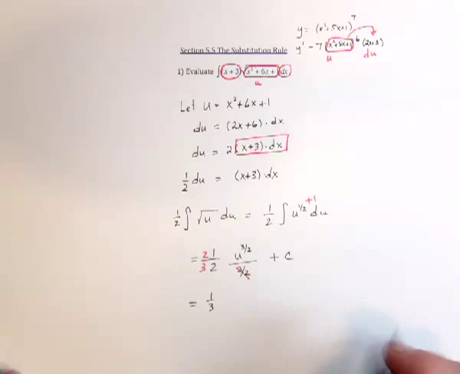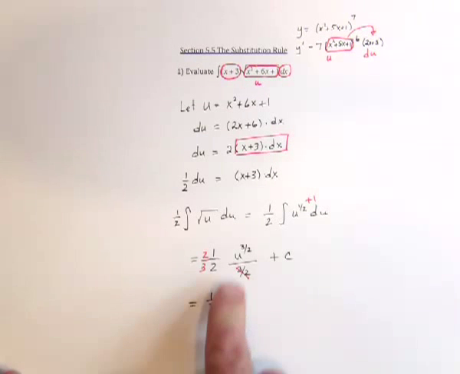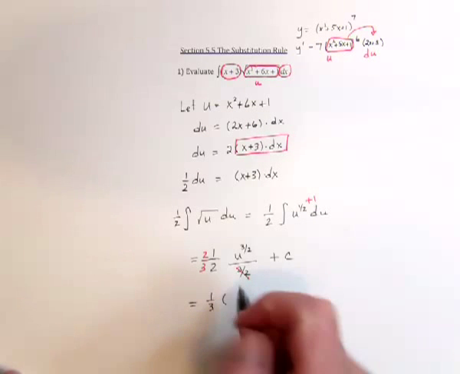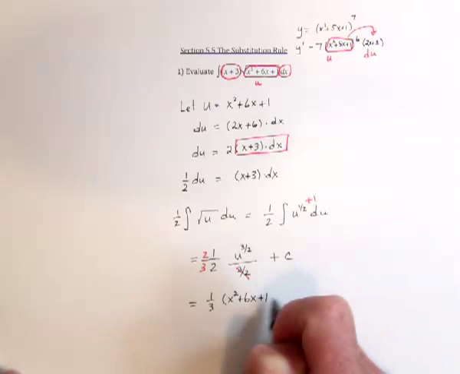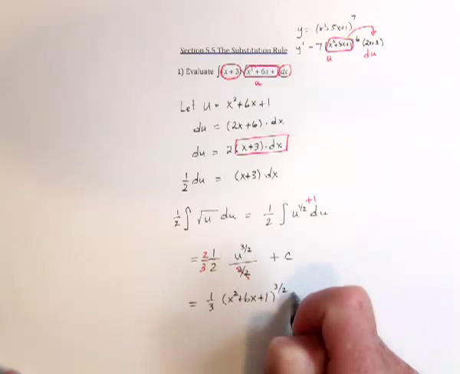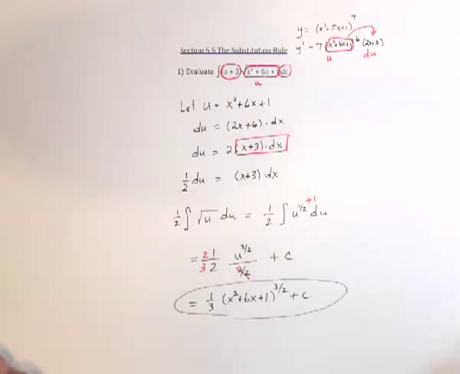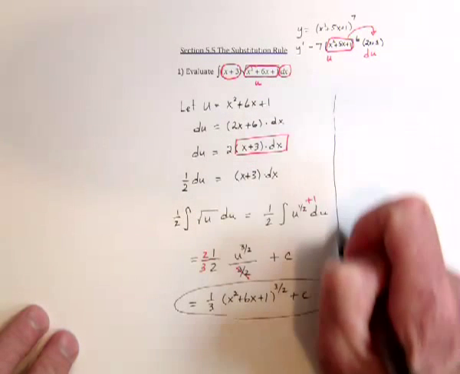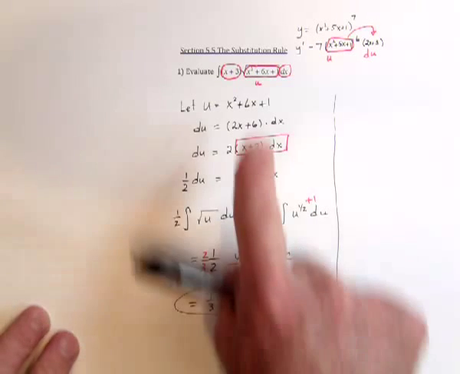And one other thing is, the original question had x's in it, so the answer should have x's in it. So replace u with that polynomial. And that would be the antiderivative. Now, of course, we can always check the answer. So we'll take the derivative of this, and we should end up with that.